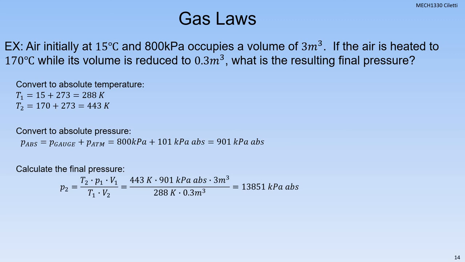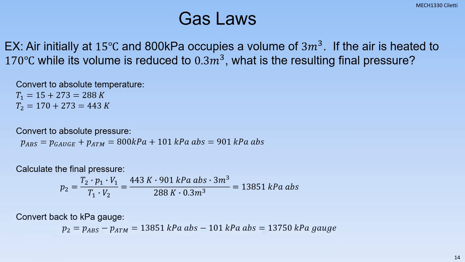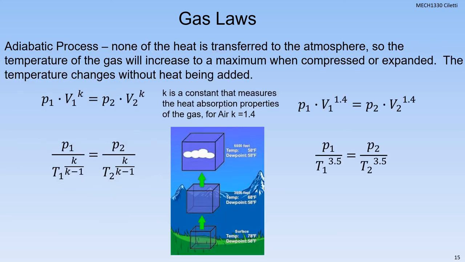We have to make sure that we want gauge pressure. So we are going to subtract out 101 kPa from that answer to get us the gauge pressure. Hopefully we're used to the fact that we should be doing that now: convert all the temperatures, convert to absolute, and then back out of absolute.